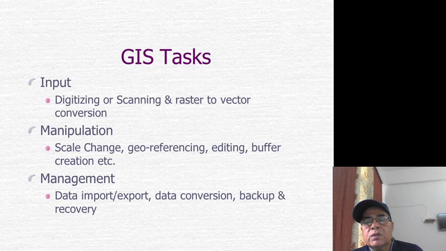So all these types of things we do in the manipulation, or you can say the correcting of it. And then another can be the buffer creation. We have a particular point, right? It is a factory, right? So we want to understand the pollution influence in the surrounding areas. So we want to create a 1 kilometer circular buffer around the point.